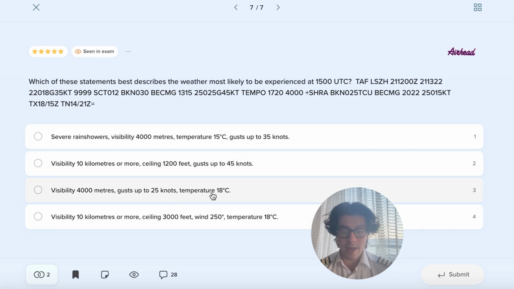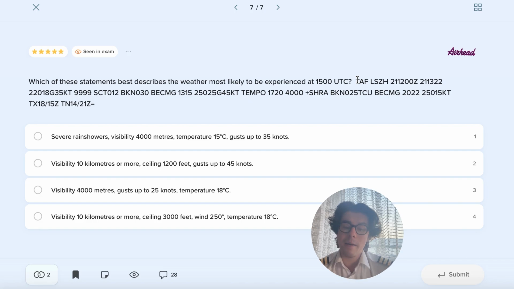So if any answer shows 18 degrees, it can be very probable to be the correct one. As you can see right here, temperature 18 appears on two possible answers, so let's go through them. Visibility 4,000 meters and gusts up to 25 knots. So 4,000 meters is right here. However, this is a tempo message from 17 to 20, so there is no change from the original TAF.